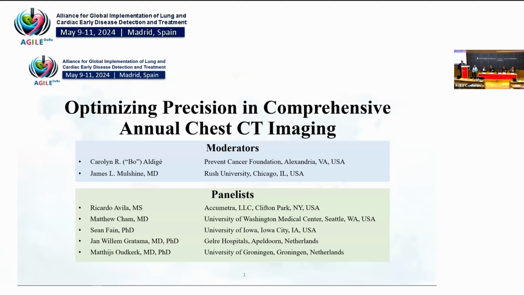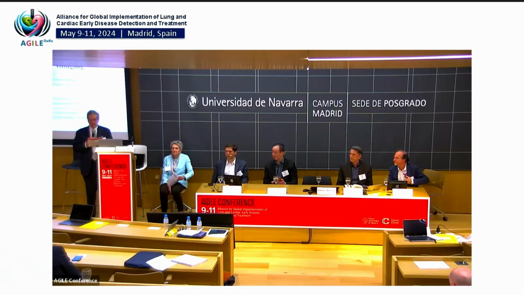Our final topic is optimizing precision in comprehensive annual chest CT imaging. To do this, I am co-moderating with Carolyn Aldigé. I'm Jim Mulshine again, thoracic medical oncologist at Rush.